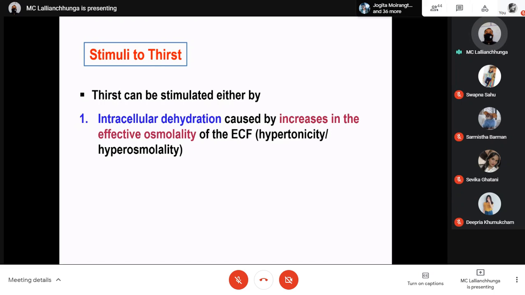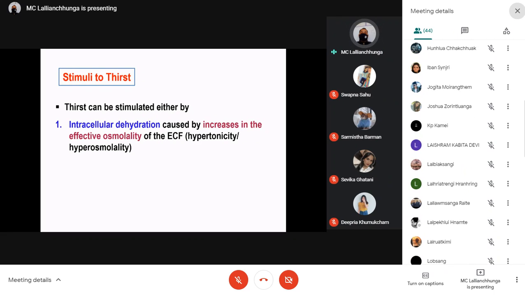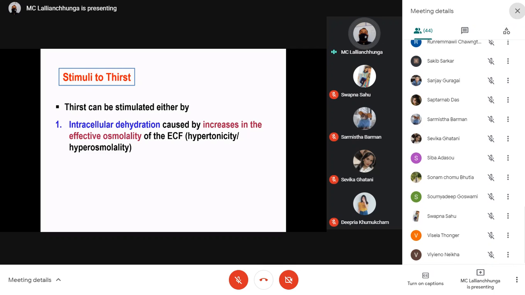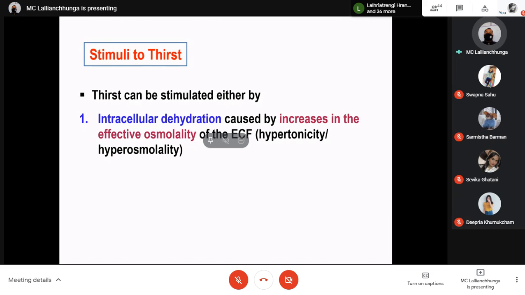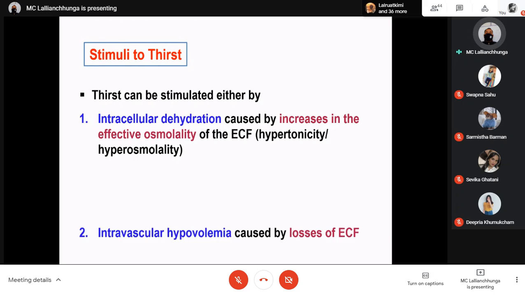When there is an increase in the concentration of osmotically active substances such as sodium in the extracellular fluid, this will stimulate thirst. It will induce the sensation of thirst. So this is very clear. If you take a large amount of sodium chloride, this is a good example. After some time you will feel thirsty because you are adding more osmotically active substance to the extracellular fluid. So this is one stimulus for inducing thirst.